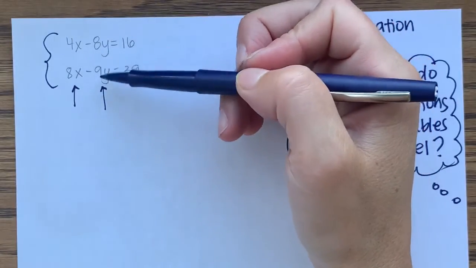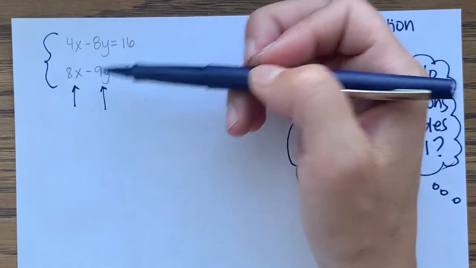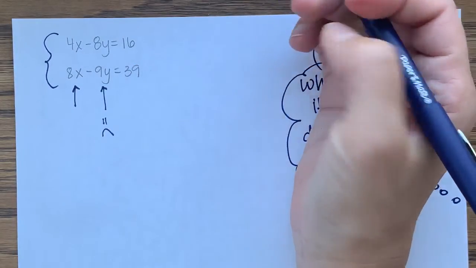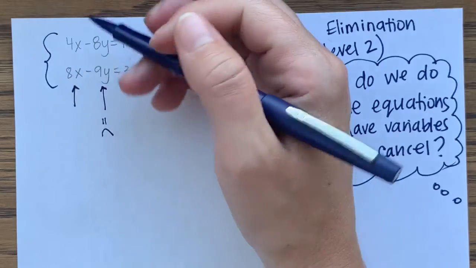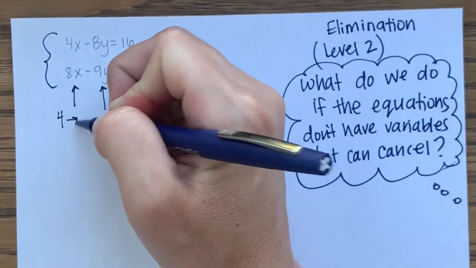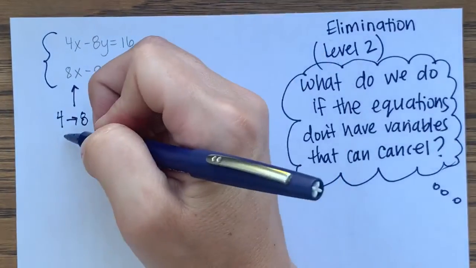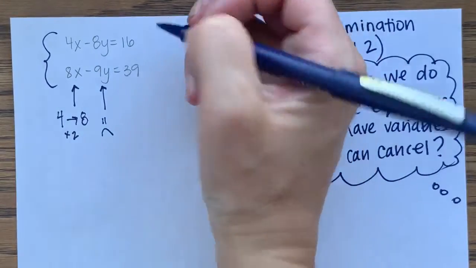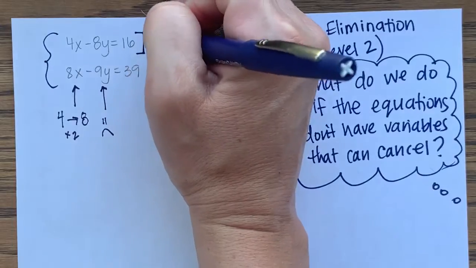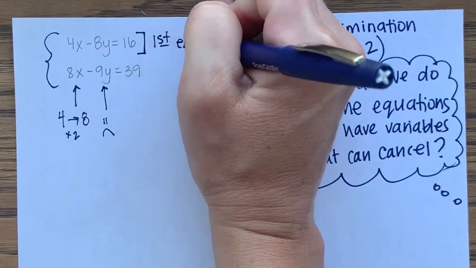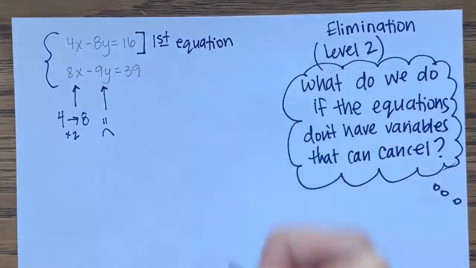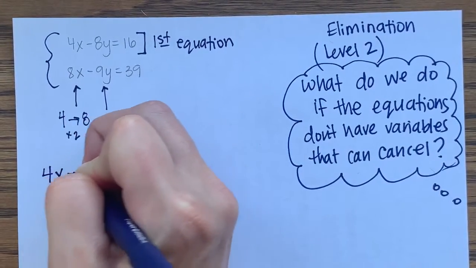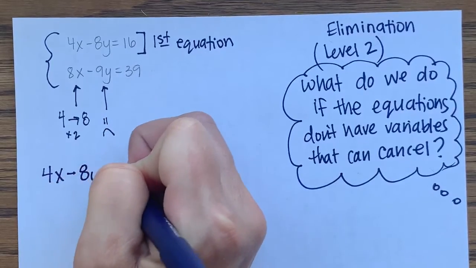So it is not easy to make 8 and 9 match. So right away, I know I don't want to do anything to make my y's match. But if I look at my x's, I can make 4 turn into 8 pretty easily. All I have to do is multiply by 2. So with that in mind, I'm going to take this whole first equation and I'm going to adjust it and use it to my advantage. So I'm going to take 4x minus 8y equals 16.